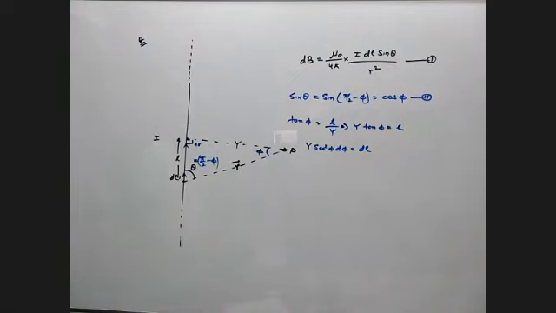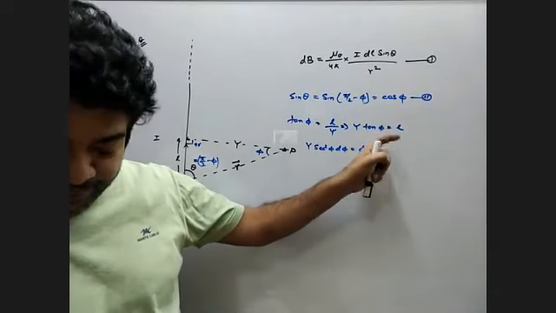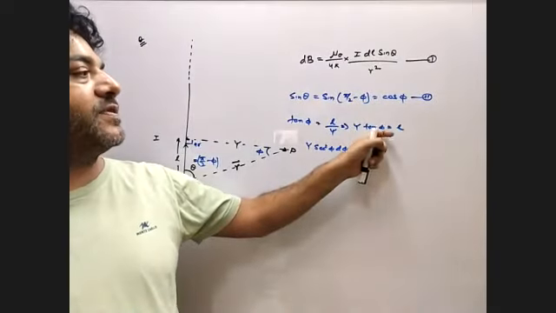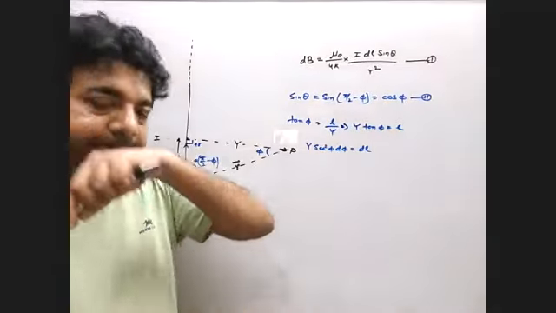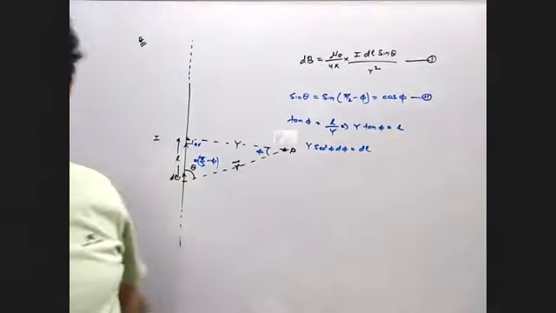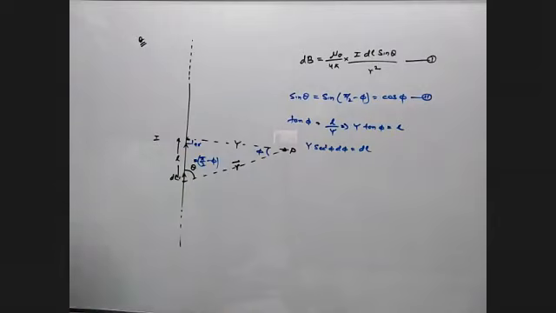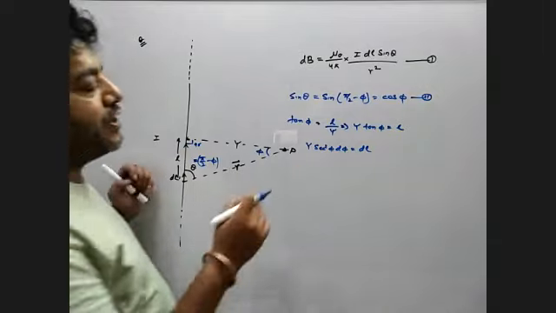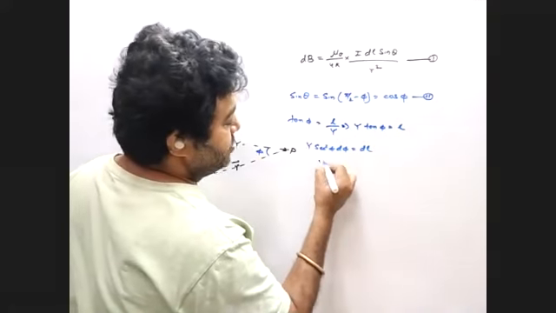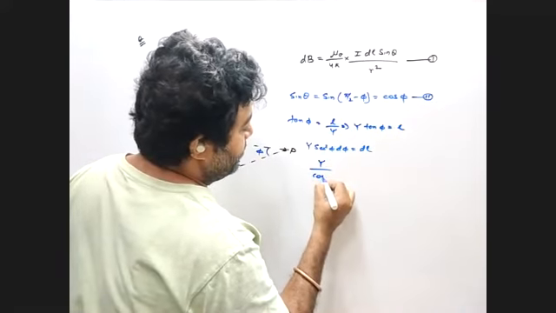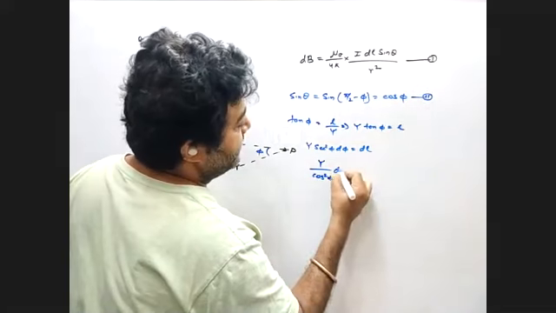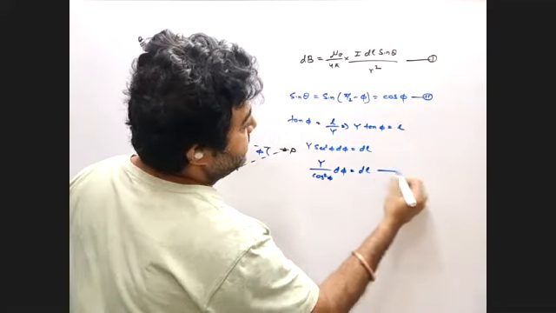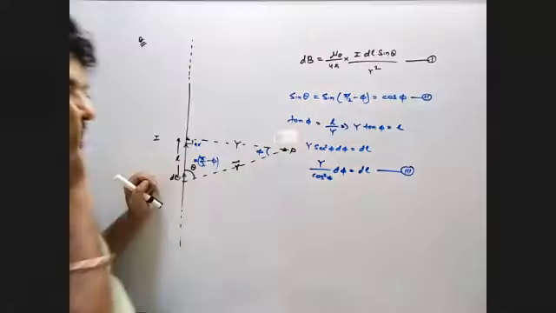Yes, sir. We differentiate y tan phi. So differentiation of tan phi is sec square phi d phi, that is dl. Yes, we know the differentiation of tan phi is sec square phi. Now we also know sec means 1 by cos. So 1 by cos square phi d phi is dl. We can write it as equation number 3.